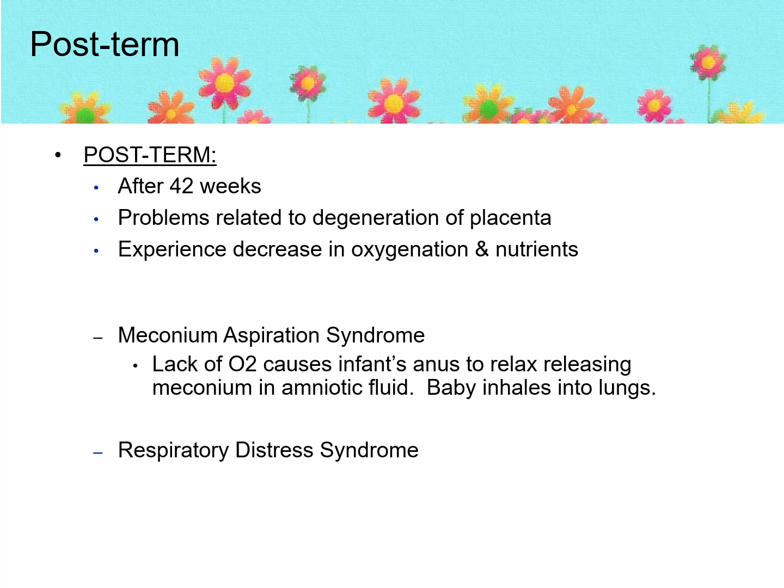Okay, your post-term babies are very much at risk of meconium aspiration syndrome. Here it's because there's a lack of oxygen because it's not coming through our poor functioning placenta, that's causing the infant's anus to relax and releasing the meconium in the fluid. And then, of course, baby inhales it into the lungs. Okay? Post-term babies are also at risk for respiratory distress syndrome.